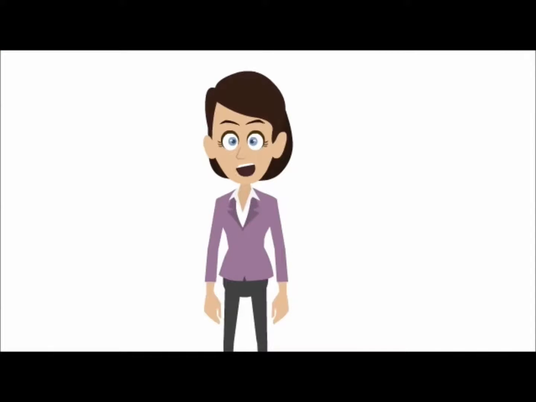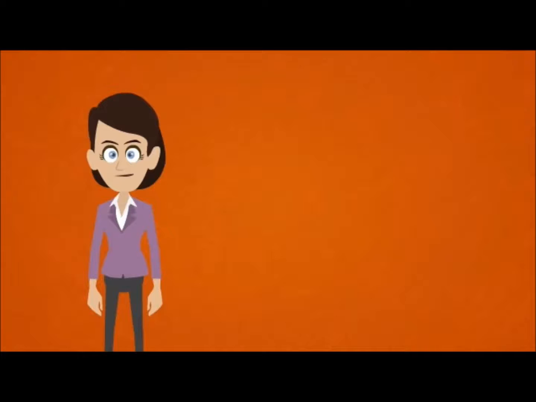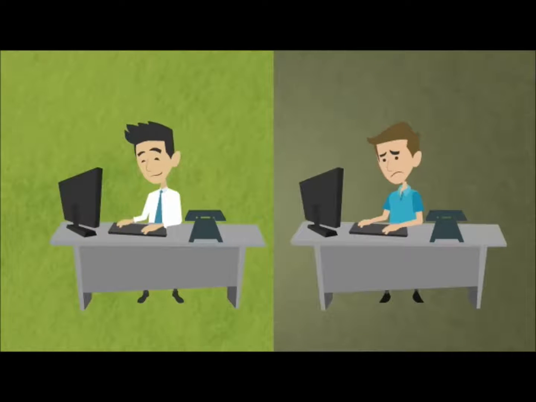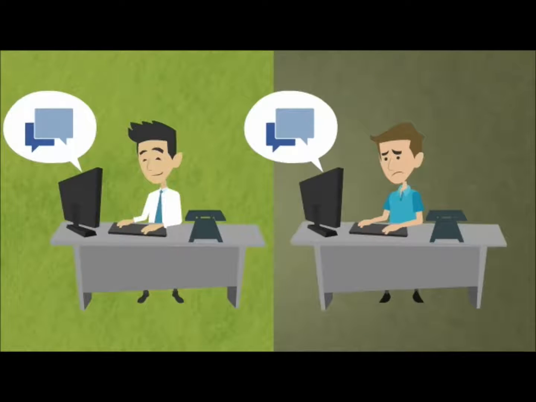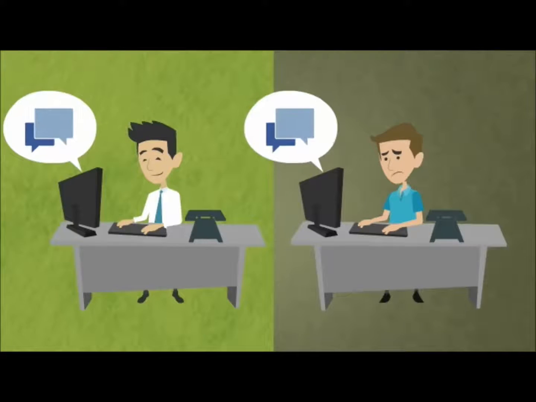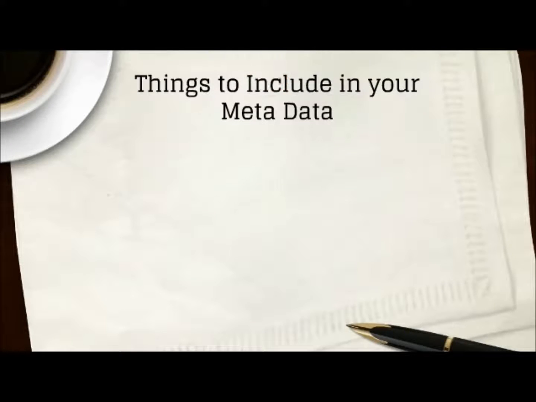The next thing we are going to talk about is meta tags optimization. A site's meta description should contain a brief description of your website, focusing on the areas and services that your business is specialized in, else you will be ignored. This small piece of text can be considered as a selling snippet. If a searcher finds it appealing, he is likely to click and go inside your page to find out more information. Some important things to include in your meta description.